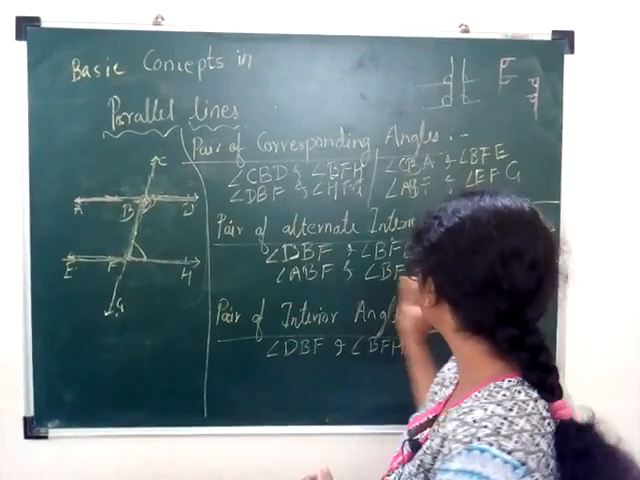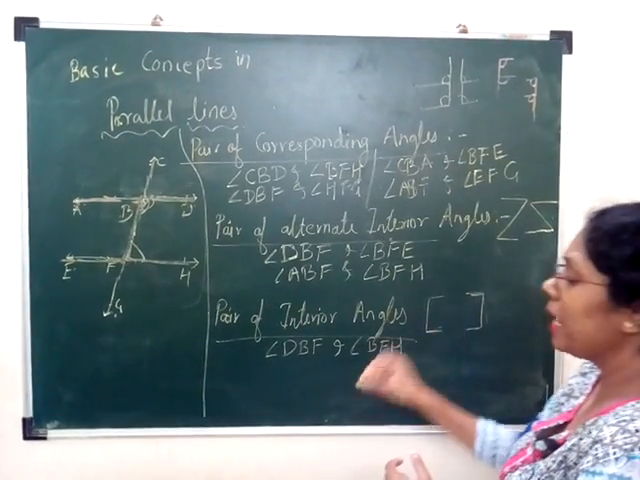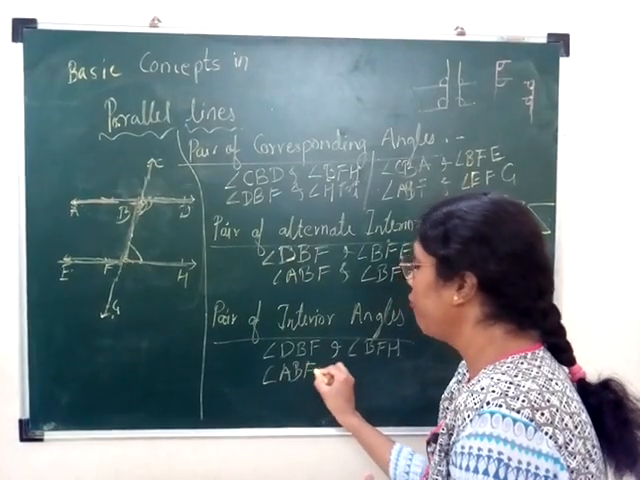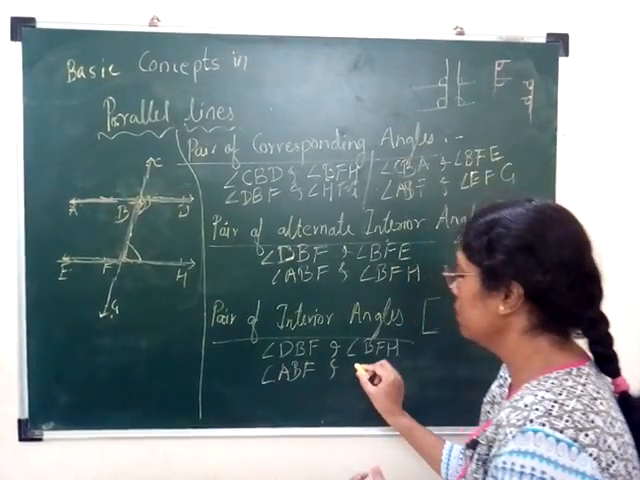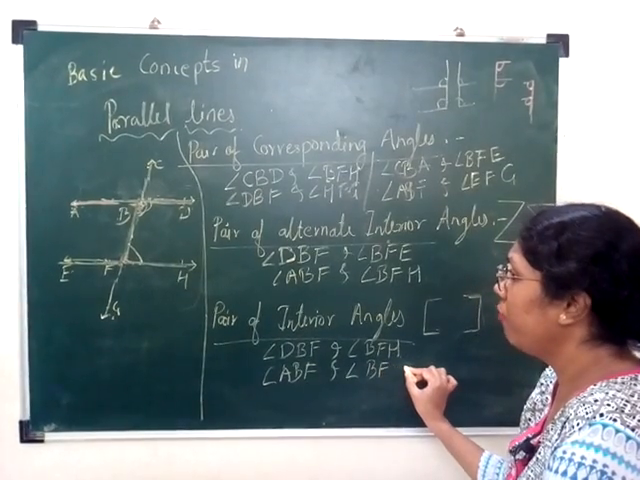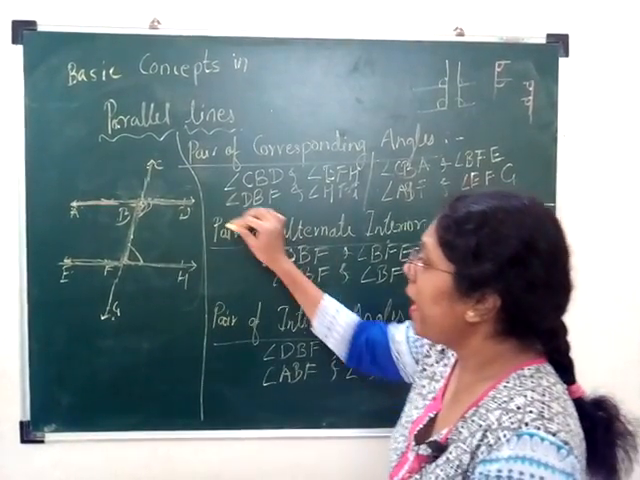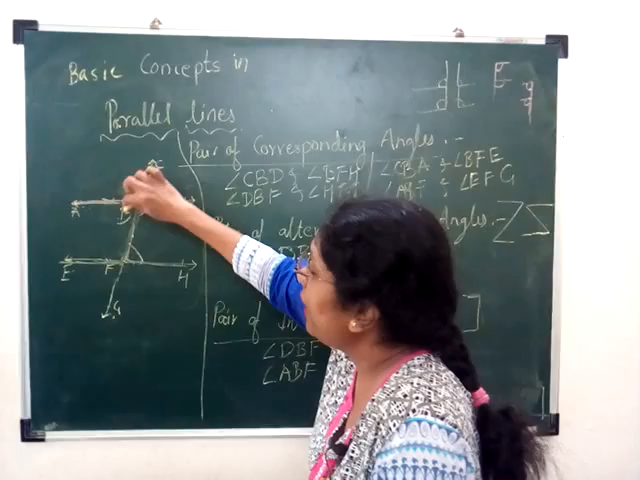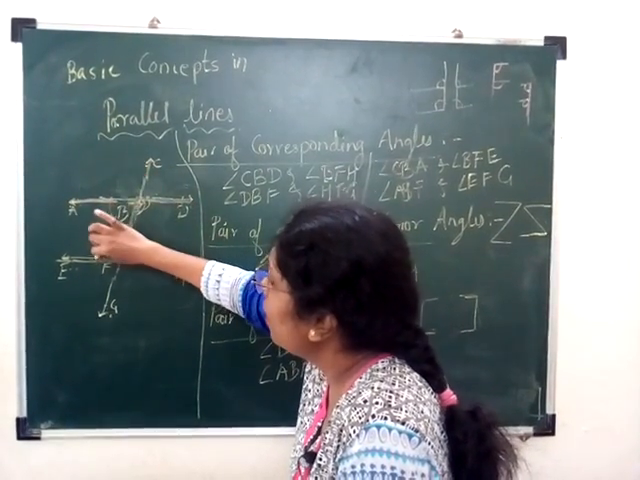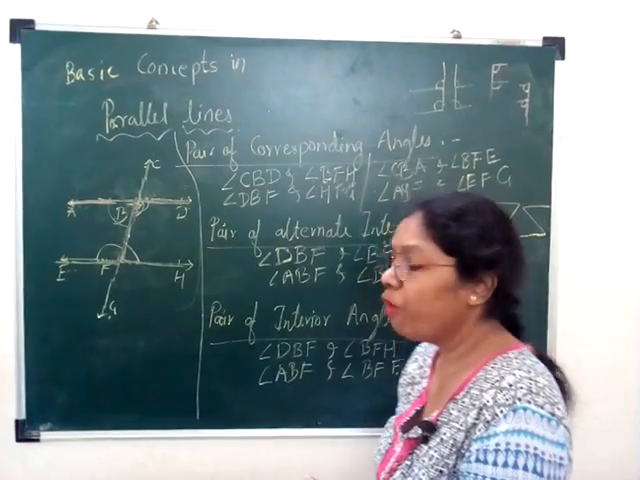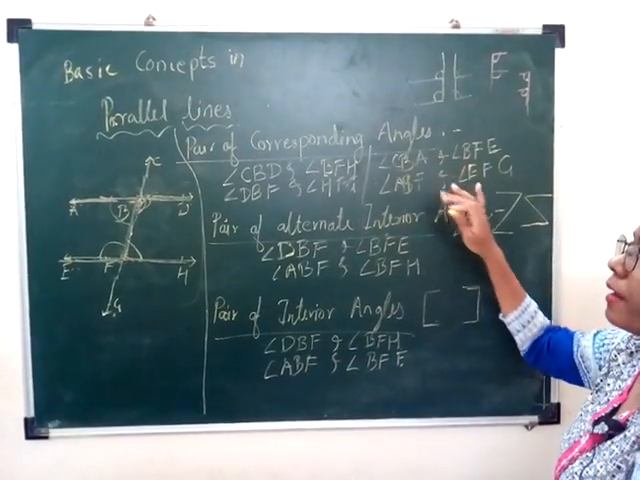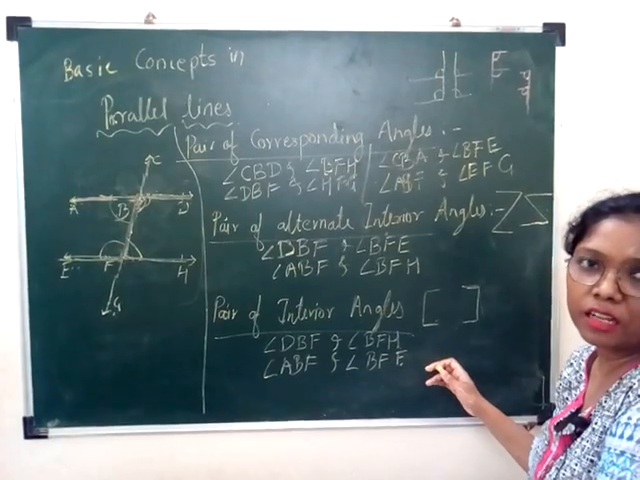Another pair is again like this, the bracket, that is angle ABF and angle BFE. Angle ABF and angle BFE. So this is another pair of interior angles. So we have corresponding angles, alternate angles and interior angles.